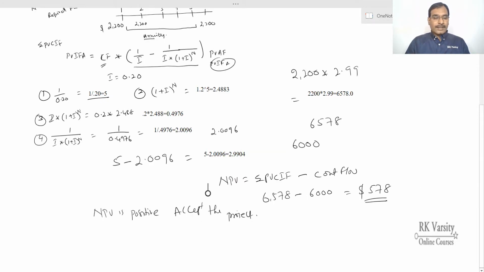While calculating net present value of a project, you need to determine the present value of all the future cash flows. That is one. Then from the present value of the future cash flows, you need to deduct the initial investment. If the result is positive, then we say that net present value is positive, so accept the project. If the result is negative, then the project is yielding a negative net present value, so reject the project. This is how you calculate the net present value of even cash flows and take a decision whether to accept or reject a project.